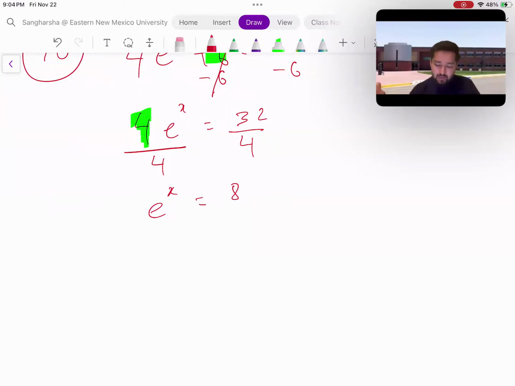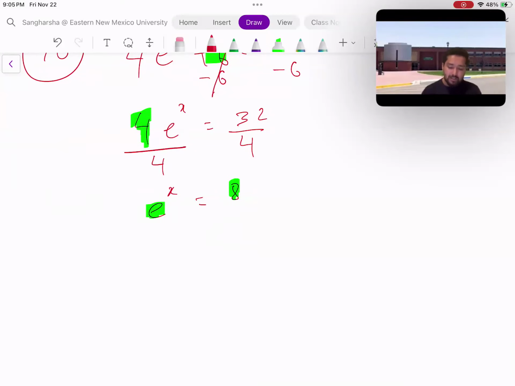Now, can we have the same base on both sides? On the left, we have base e. Now, is there any way we could write 8 with the help of base e? E to the power of what number equals 8? Can we do that? Okay, now here, we don't get a whole number as exponent. Now, if this is the case, what are you gonna do here?